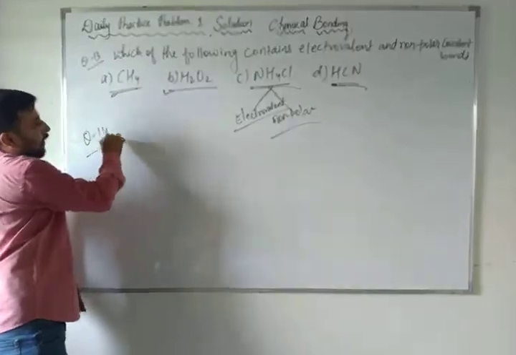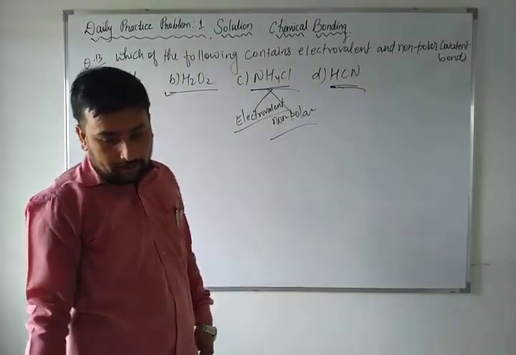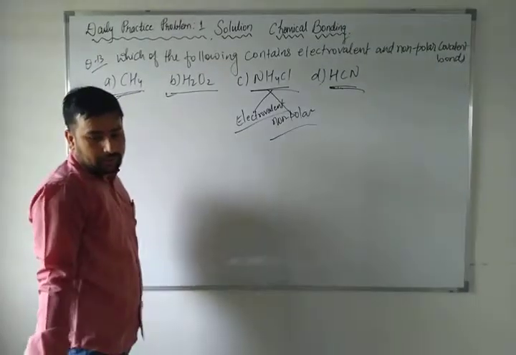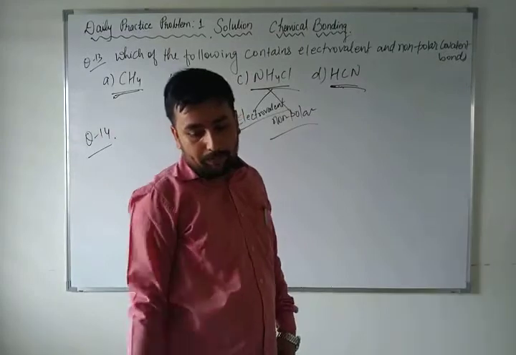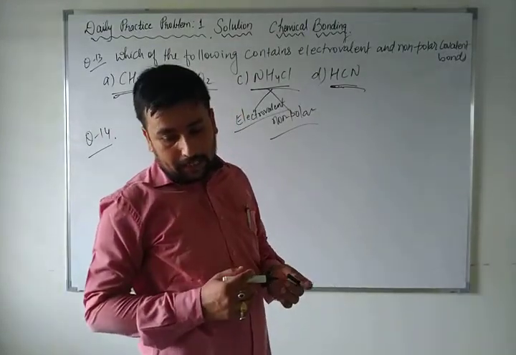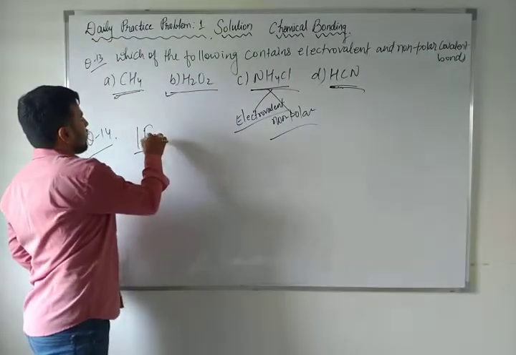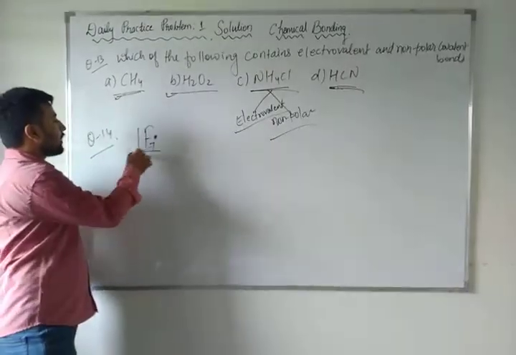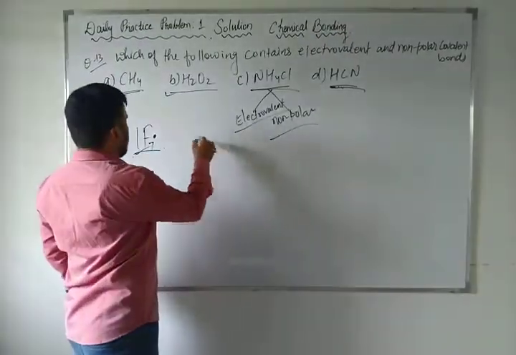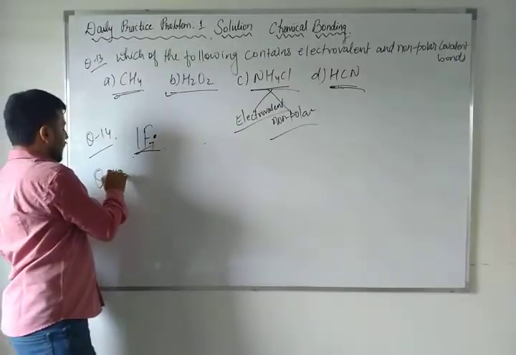Question number 14. How many bonded electron pairs are present in IF7? How many bonded electron pairs are present in IF7? You know very well, so there are total how many bonds, can you tell me? 7 bonds. Iodine has 7 valence electrons, so it will be connected with the 7 fluorine atoms.